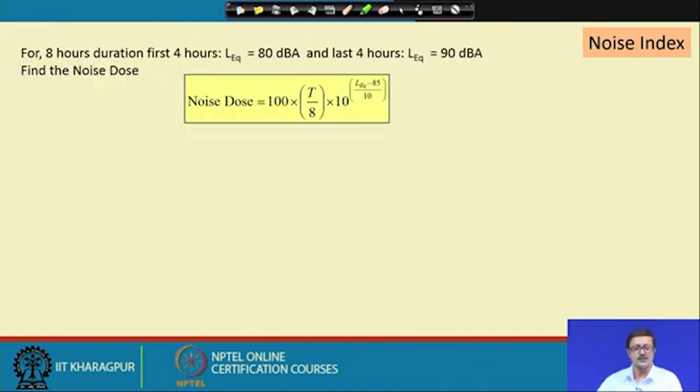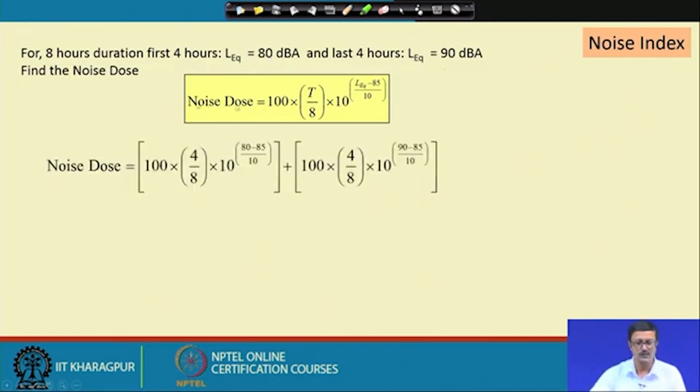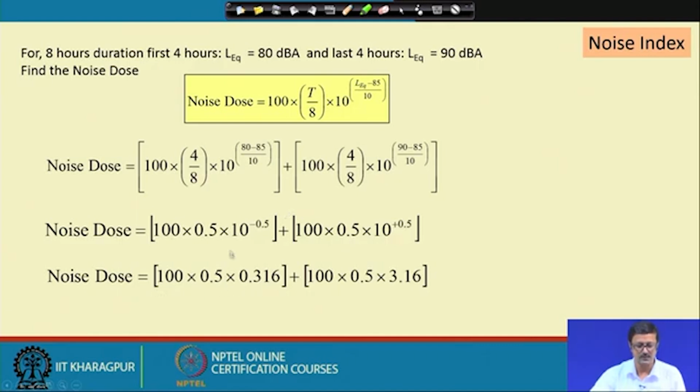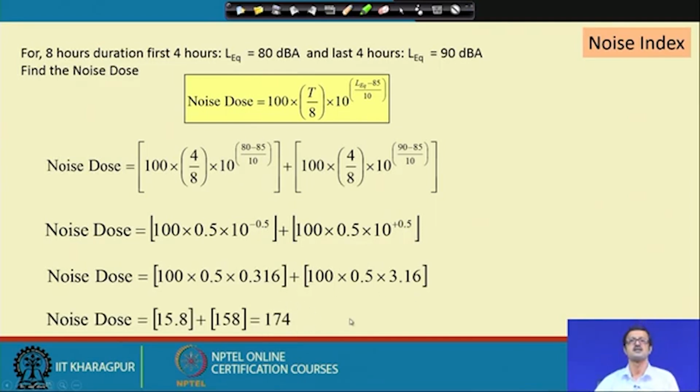Now, let us have a noise dosing of two different noises having two different times. Suppose for L equivalent, for the first 4 hours I am exposed to 80 dB sound and the last 4 hours I am exposed to 90 dB sound. So, with this I can find out the first 4 hours of 80 dB and then 90 dB, and then I can calculate this is all 0.5, this is 10 to the minus 0.5 and 10 to the plus 0.5, and finally, I can find out this noise dosing is 174, that is the dosing.